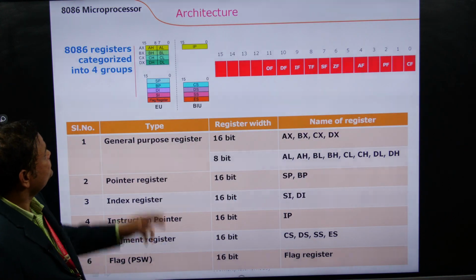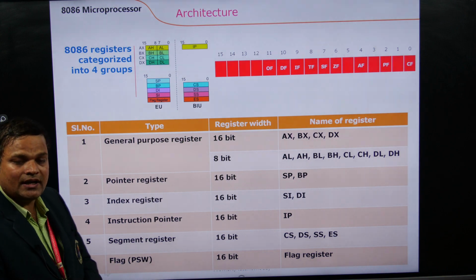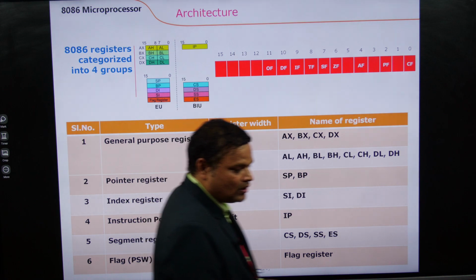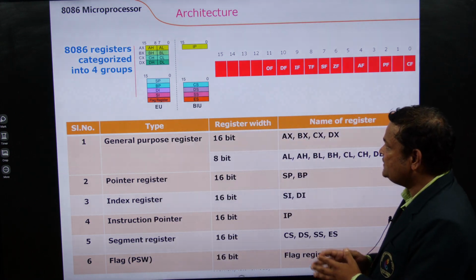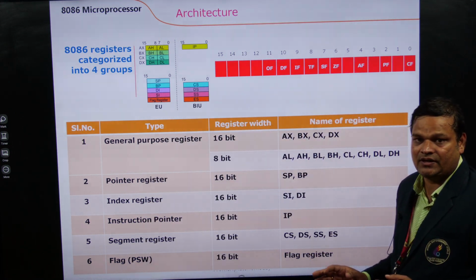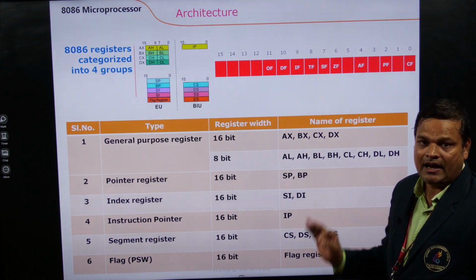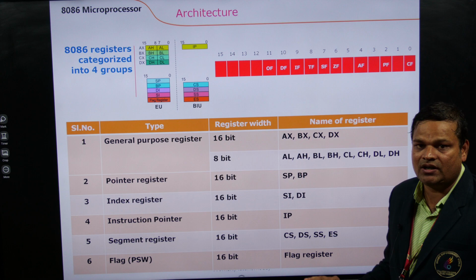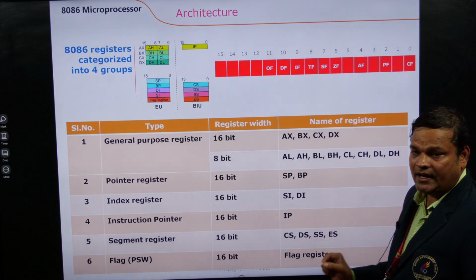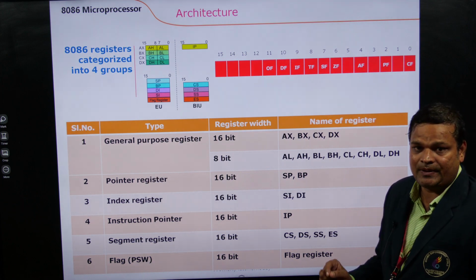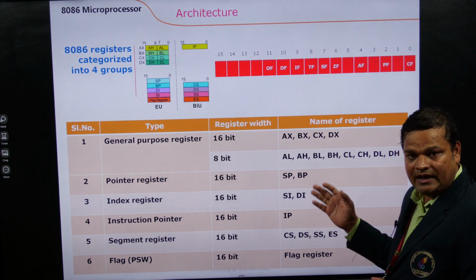Next we move to the execution unit. As I said earlier, the execution unit is mainly responsible for the execution of the program or the data received from the bus interfacing unit. The execution unit does not interact with the external memory at all, and the bus interfacing unit is not involved in the execution of the program. The tasks of the bus interfacing unit and the execution unit are separate, and they work individually.